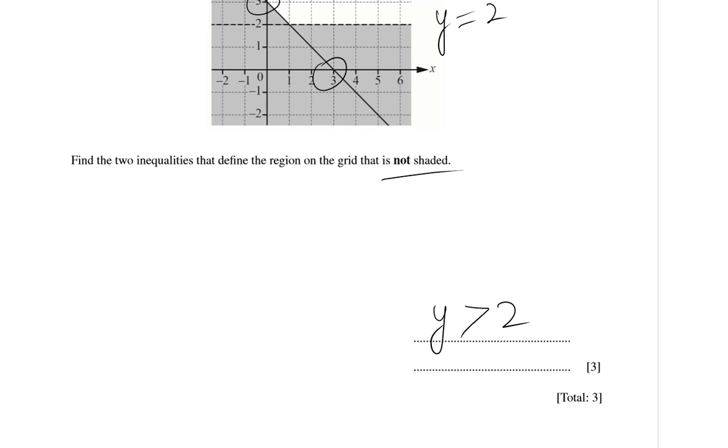And the other one is also easy, touching 3 on both sides. If it is touching on the negative x-axis, then you may write minus x, but as it is touching on both positive ones, it is easy: x plus y greater than or equal to 3.